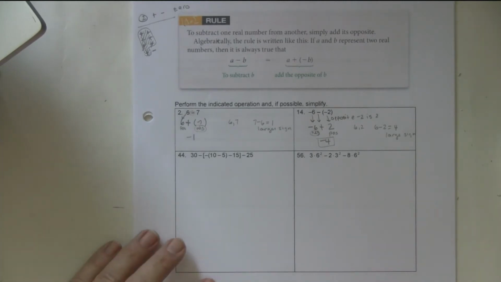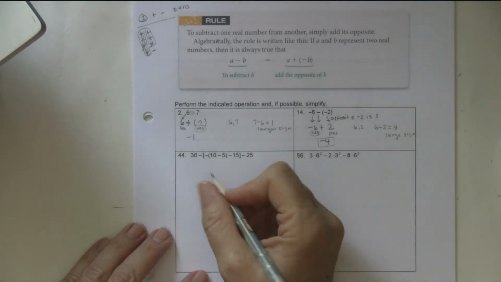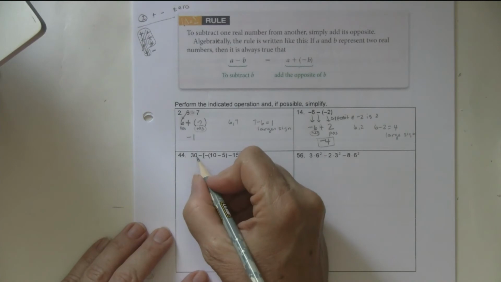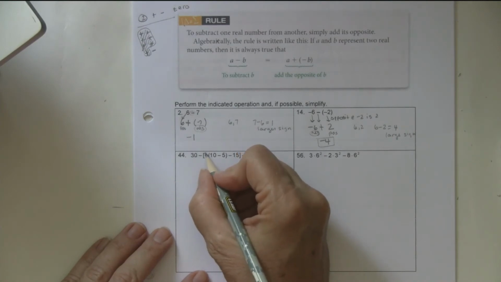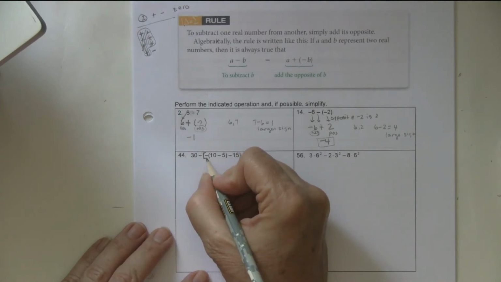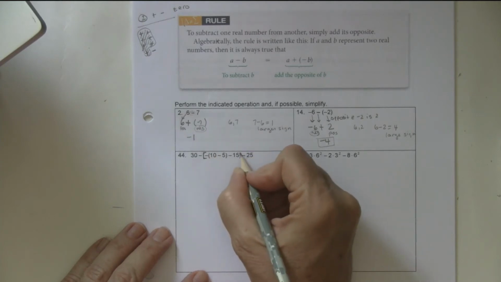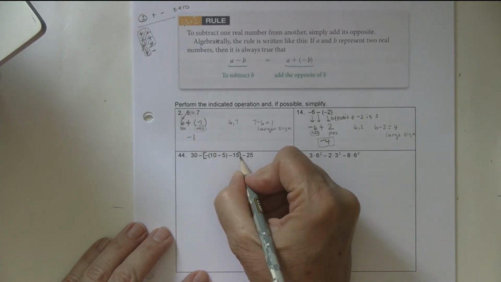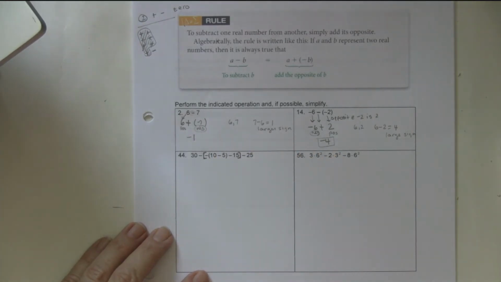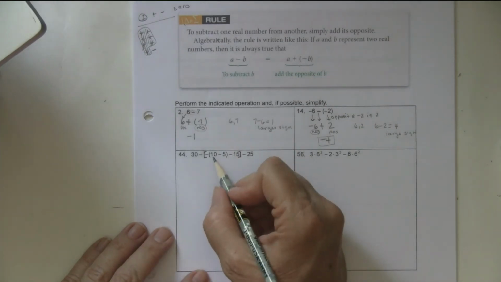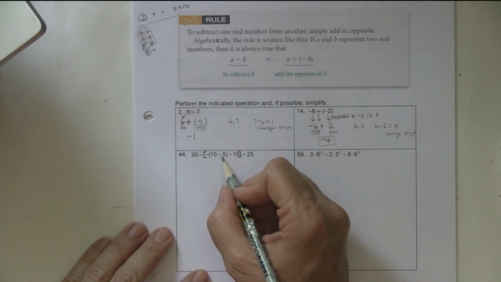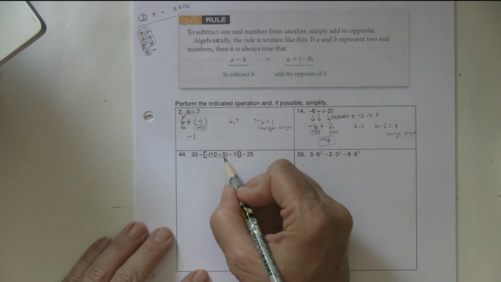Okay, so this one has some order of operations in it. I notice that I have 30 subtract, and then I have a grouping symbol. My computer doesn't make that bracket very well. I don't know why. I don't know who I could call to make it do it better. But inside this grouping symbol, I have another grouping symbol. So that's where I need to be working.